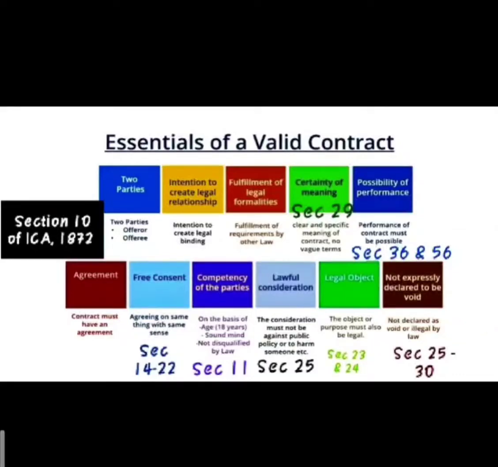Now, in this video, we will look into the various essential elements of a valid contract. Under Section 10 of the Indian Contract Act, some basic elements are provided which are absolutely essential to result in a valid contract. But those elements under Section 10 are not enough. So, we will look into Section 10 and along with it all other sections which lay out the essentials for a valid contract. So, without further ado, let's get started with the video.